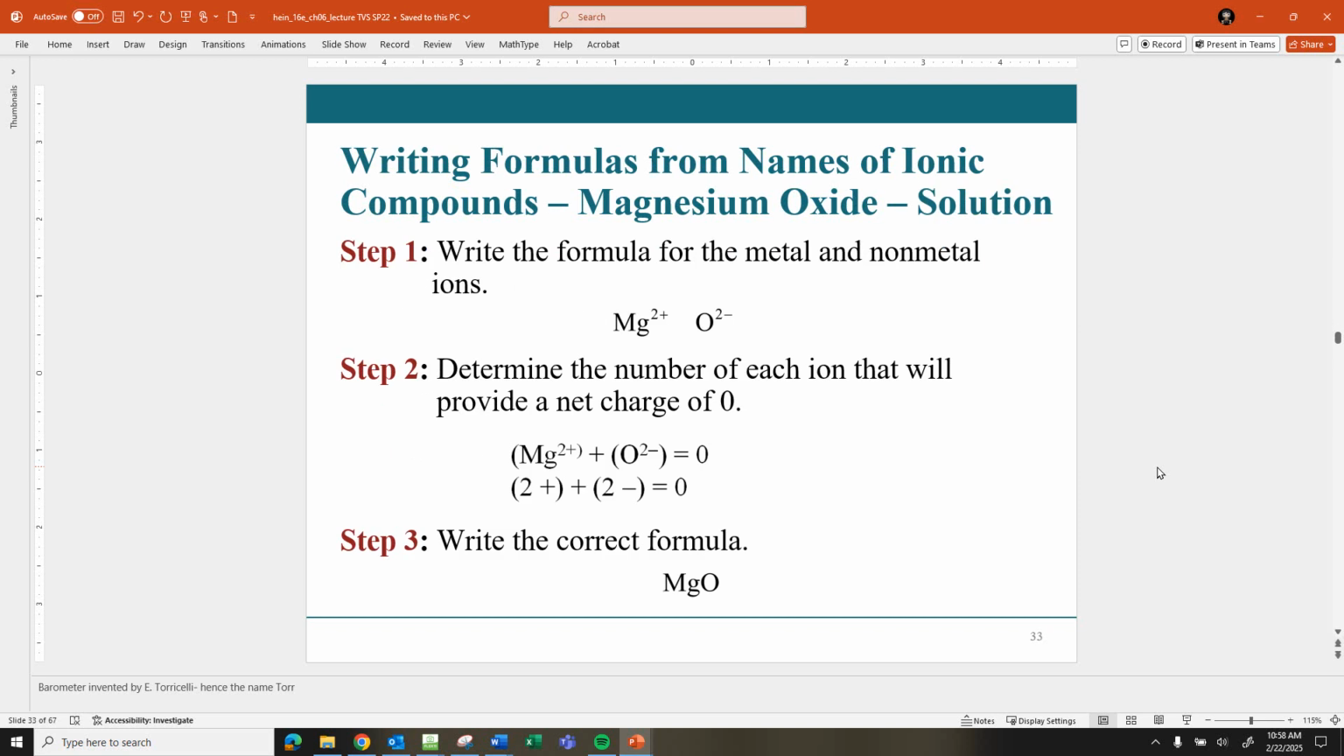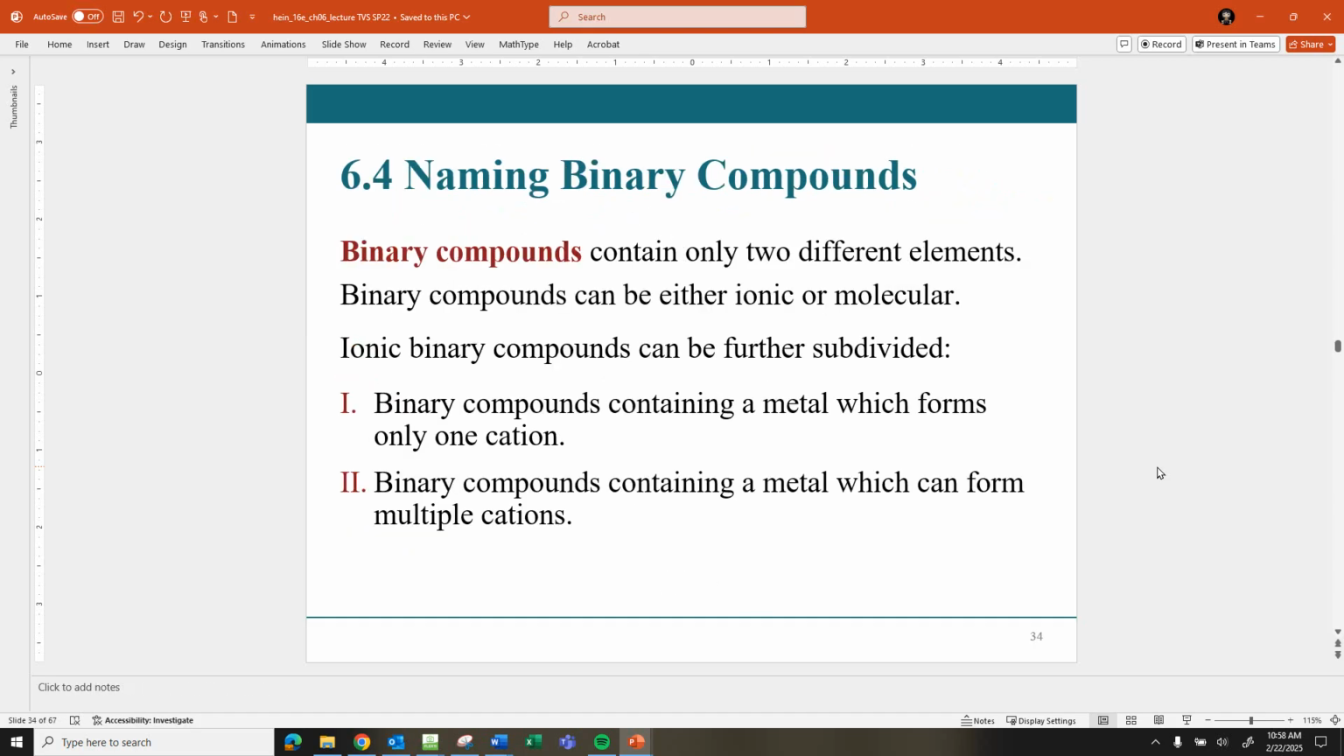Now, writing formulas from names of ionic compounds. Here's the solution for magnesium oxide. Now, naming binary compounds. They only contain 2 different elements. Binary compounds can be ionic or molecular. Ionic binary compounds can further be subdivided into a metal with 1 cation or a metal that can form multiple ions. And both of those can either be bonded to a single nonmetal or to a polyatomic ion.